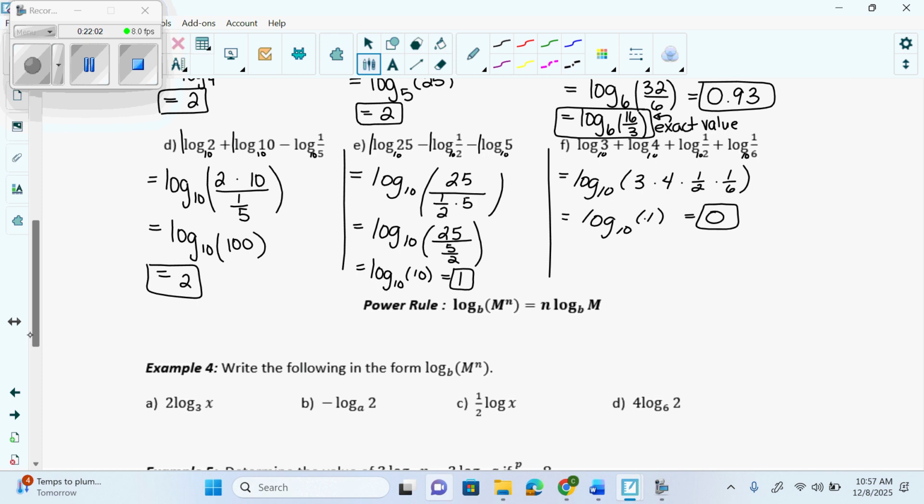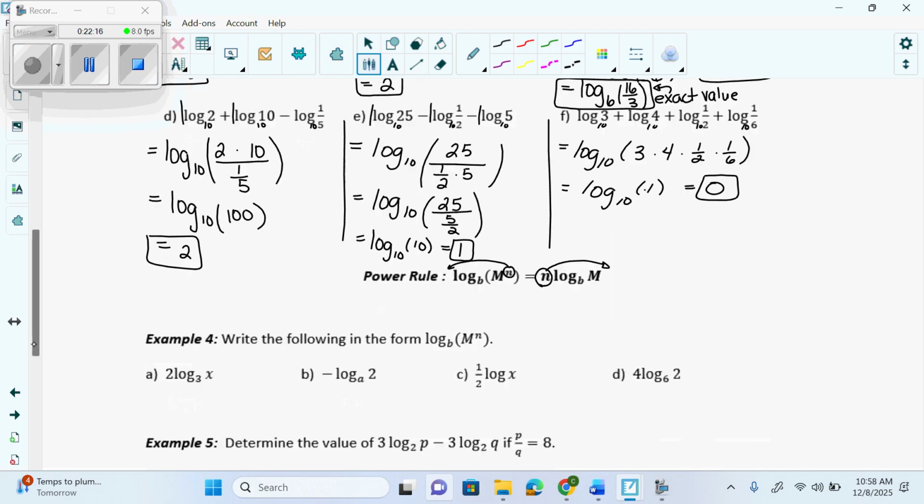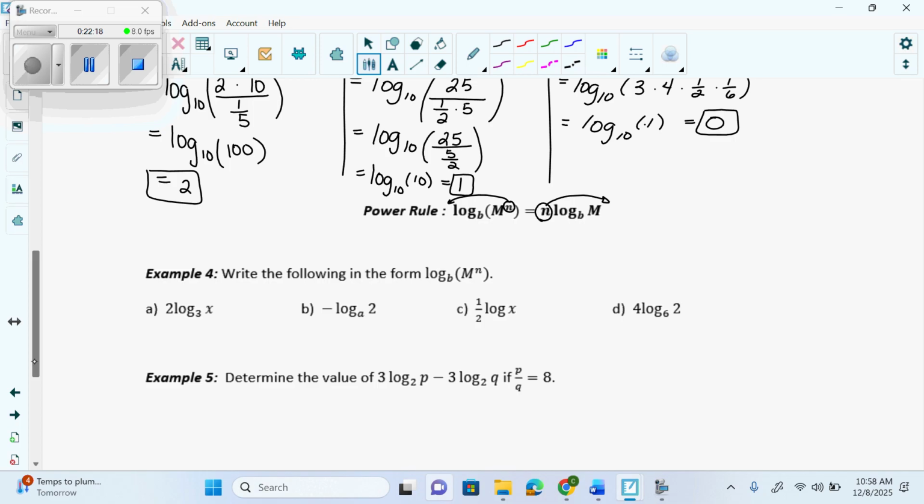The power rule of logs is I can take the exponent on a log and I can drop it in front, or I can take what's in front and I can move it up to the exponent. The power rule. So, example 4 says, write the following in the form log base b of m to the n. So, do you see how there's a plus 1 sitting in front of the log? That's the form it wants. It wants a plus 1 in front. Currently, I have a 2 in front.